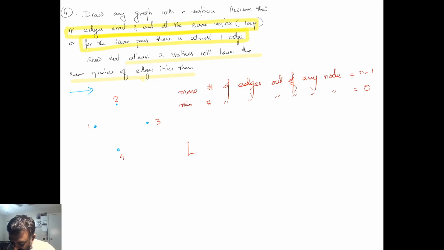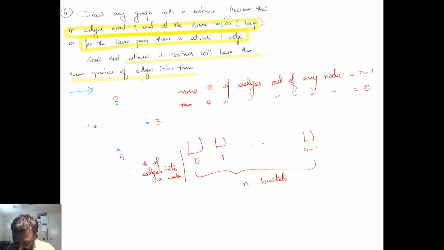The buckets are essentially the number of edges into a node. So it can either be 0, 1, all the way up to n minus 1. So how many buckets do you have? You have n buckets. What are the balls? The balls are essentially the nodes, right? So the nodes will be balls. How many nodes do you have? You have n nodes. This is basically the only point of contention here. So there are n balls or n nodes and there are n buckets.